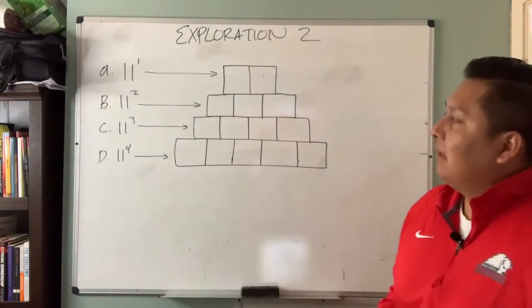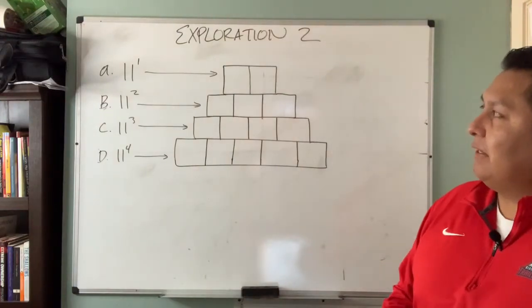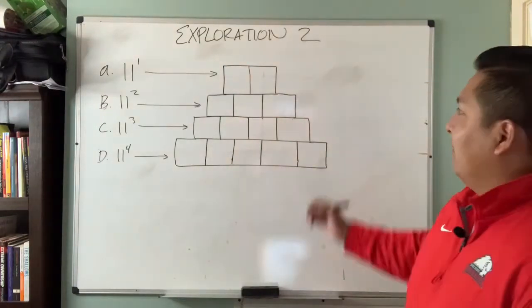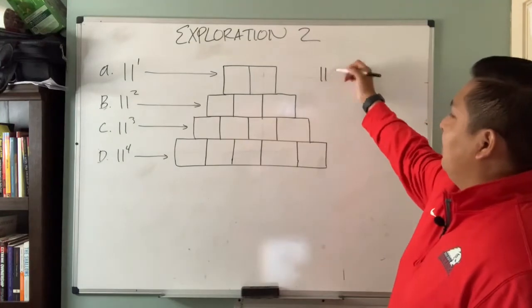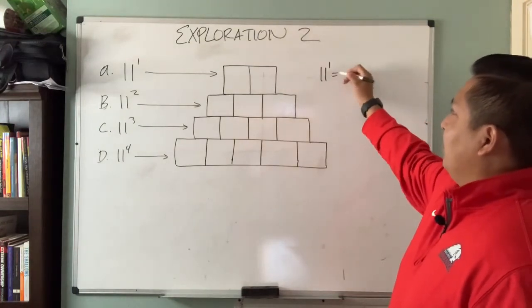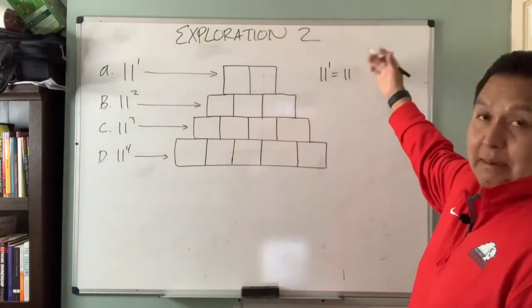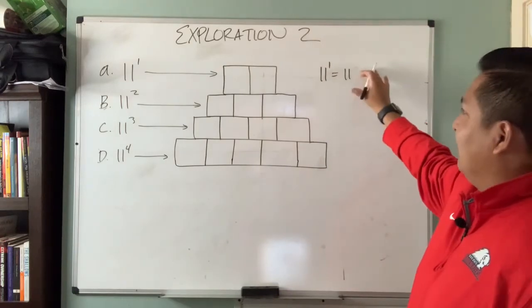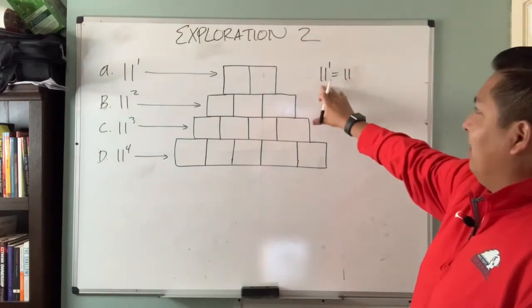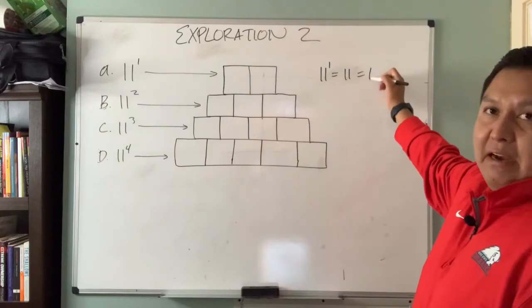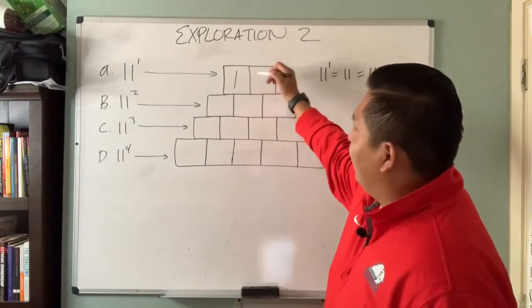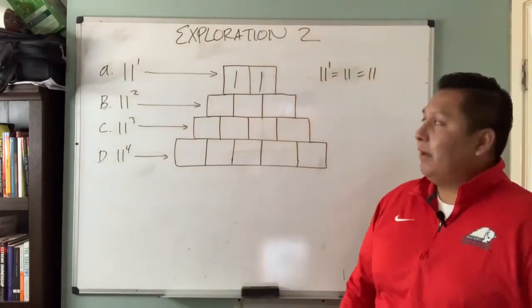In this case, 11 to the first power would just be 11, because you just write 11 one time, and that's just going to be the value 11. So I have 11 here. Now what I want you to do is continue the rest.